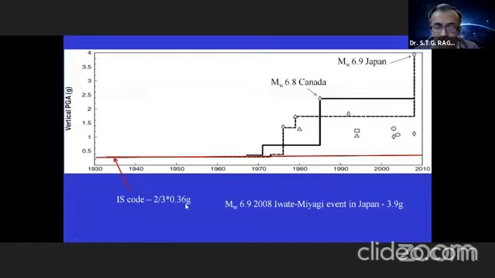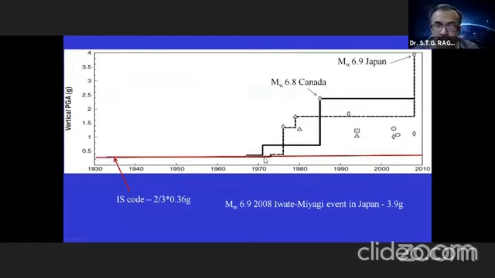So 2 by 3 times Z is 0.36 G, this is the IS code recommended value. So this red line shows your IS code. And now here I'm also showing you the maximum PGA recorded as a function of year. So you see, from 1930 onwards until 1970 or 1975.